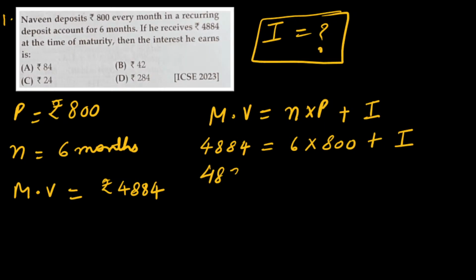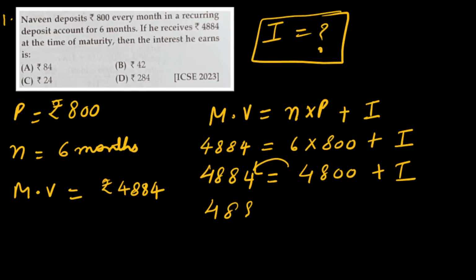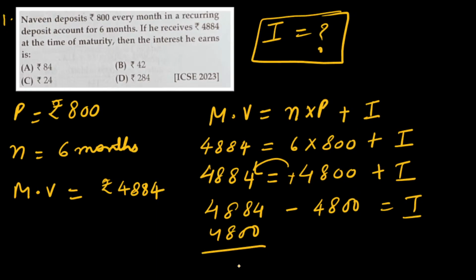So 4884 equals 6 into 8, 48, so here 4800 plus I. Then we'll shift this to this side because I we have to find. 4884 minus 4800 equals I. Here it is getting added, so when we shift to the other side, it will get subtracted. When we subtract 4800 from 4884, you will get 84 as the answer here.